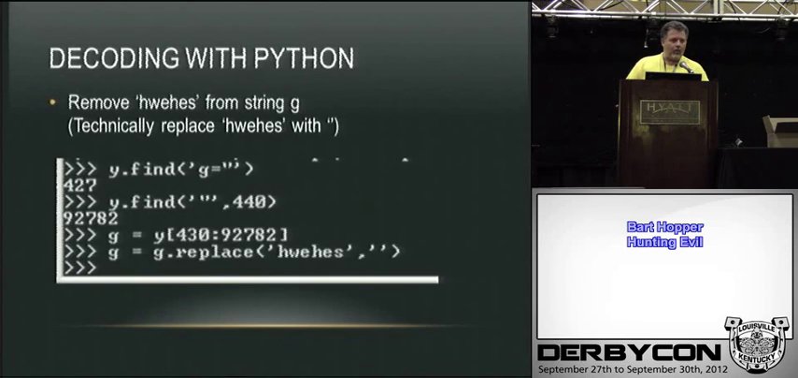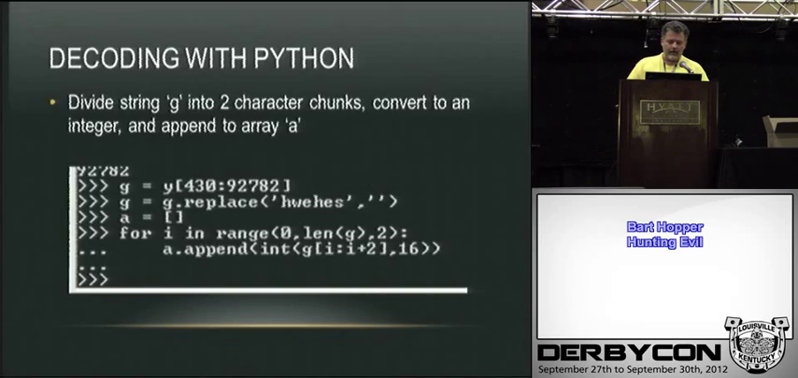We want to perform the replace function to remove HWE, HES and replace it with nothing. Next, we go over that object G and break it into 2-letter objects. We convert it to base 16 and append it to an array.